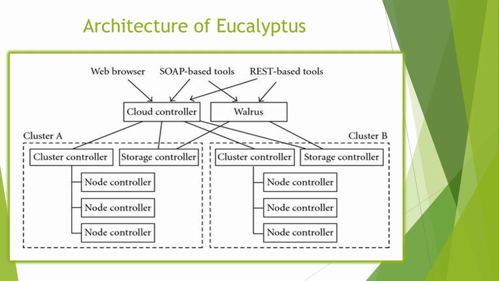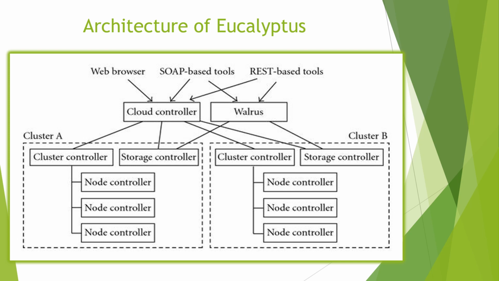But not only three, there can be many node controllers, and these are connected together with a cluster controller, which is further connected to a cloud controller. Also, there is a storage controller present. So these three components, that is the cluster controller, storage controller, and node controllers, form a cluster A. Similarly, there is a cluster B. Only one cloud controller and one Walrus will be present for a particular cloud. The storage controllers of both the clusters are then connected to the Walrus.